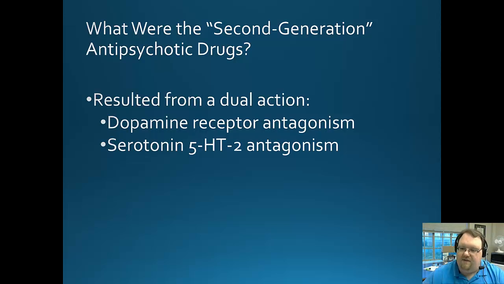So again, you have a different action here. You have the dopamine receptor antagonism, especially the D2, and you also have serotonin 5-HT2 antagonism. So you have two effects here. That's the main difference between the first and the second generation. Between the second and the third generation, it's typically that the third generation differs from this formula in some way. All the second generations are going to have some D2 blockade and some 5-HT2 blockade.